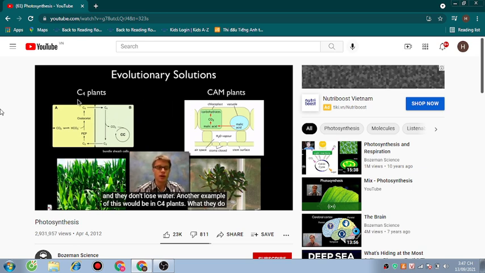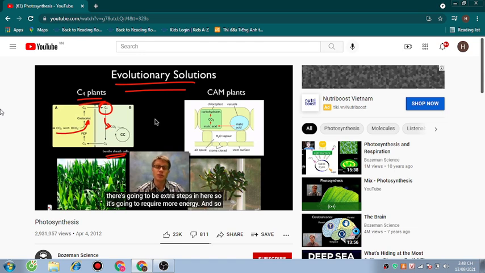Another example of this would be C4 plants. Instead of doing it day and night, what they will do is take in carbon dioxide and use enzymes to make a four carbon molecule out of it. That four carbon molecule will move to some cells on the inside of the leaf called the bundle sheath cells. And then they can simply introduce carbon dioxide into the Calvin cycle there. And again, both of these solutions are basically taking carbon dioxide when they can get it, creating a chemical out of it, and then introducing that chemical into the carbon cycle, so they don't have to wait for carbon dioxide to diffuse in.